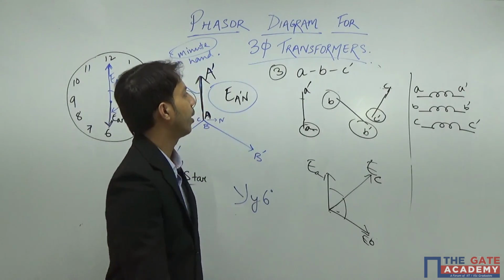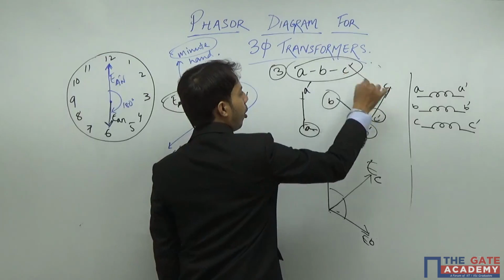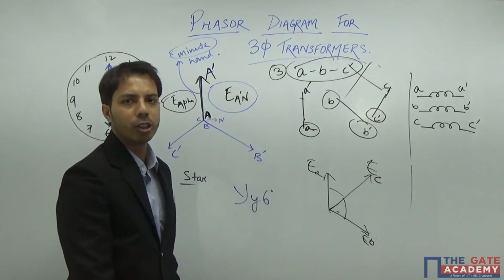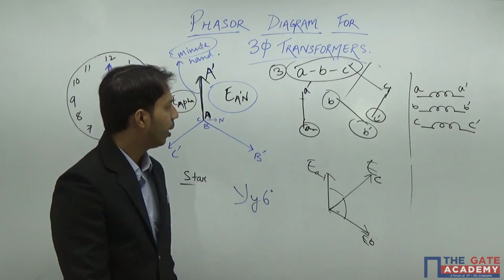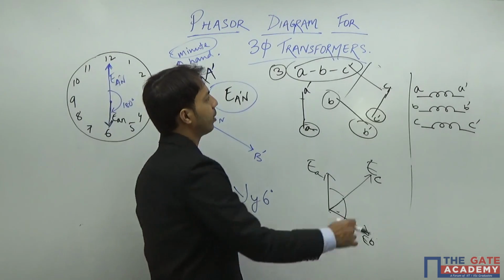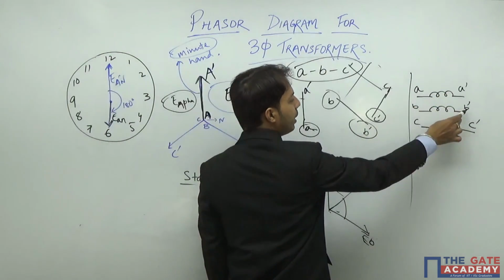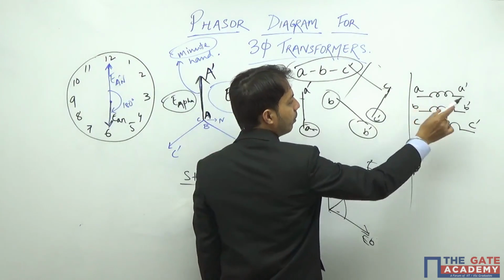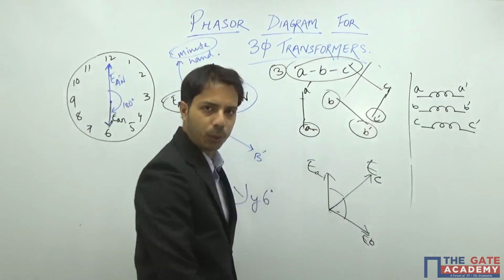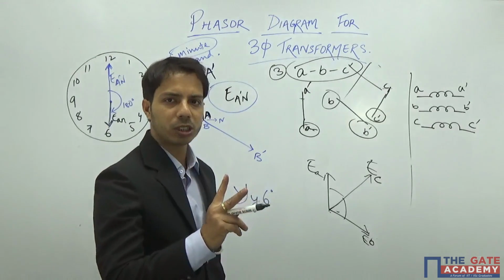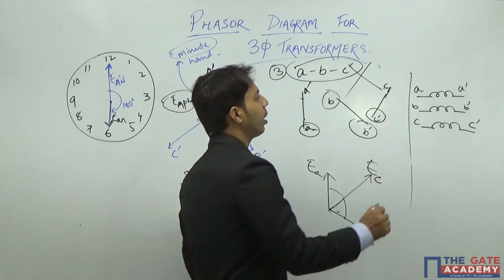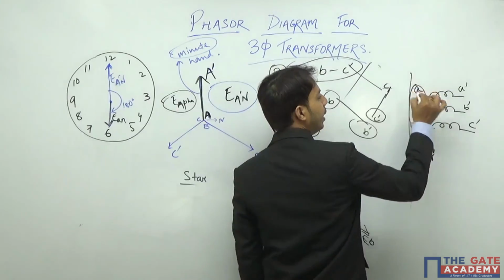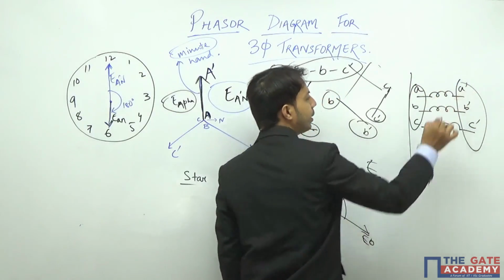So this particular connection is not possible. That is the reason we don't connect it in this way. And we cannot also connect, say, A dash, B dash, and C, or A, B dash, C. These connections are not possible. So the only two possible connections are either I will connect A, B, and C, or I will connect A dash, B dash, and C dash.